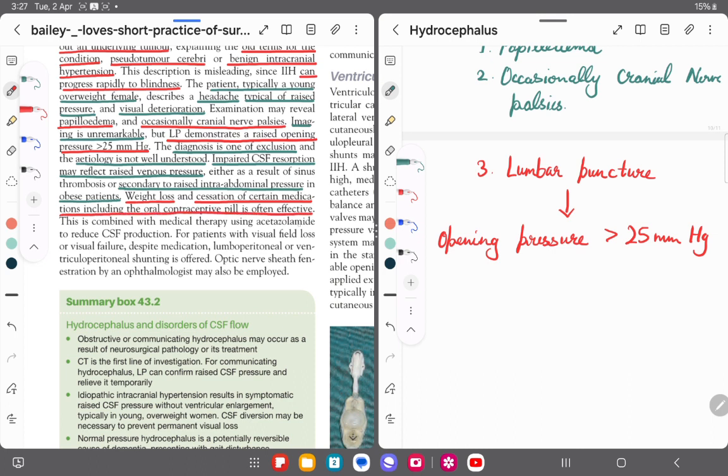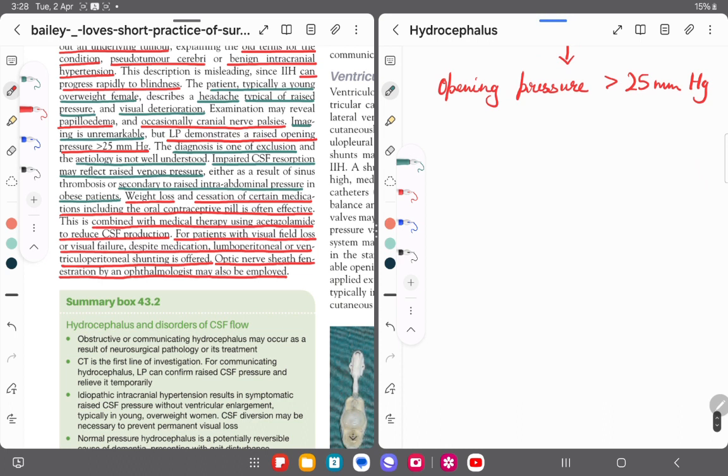This is combined with medical therapy using acetazolamide to reduce CSF production. For patients with visual field loss or visual failure despite medication, lumboperitoneal or ventriculoperitoneal shunting is offered. Optic nerve sheath fenestration by an ophthalmologist may also be employed.